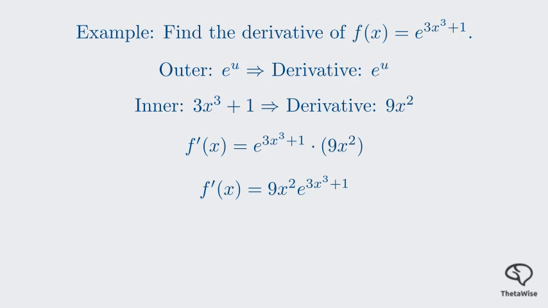We have now learned and applied the chain rule. The key is to identify the outer and inner functions, differentiate them separately, and then multiply the results, making sure to evaluate the outer derivative at the original inner function.